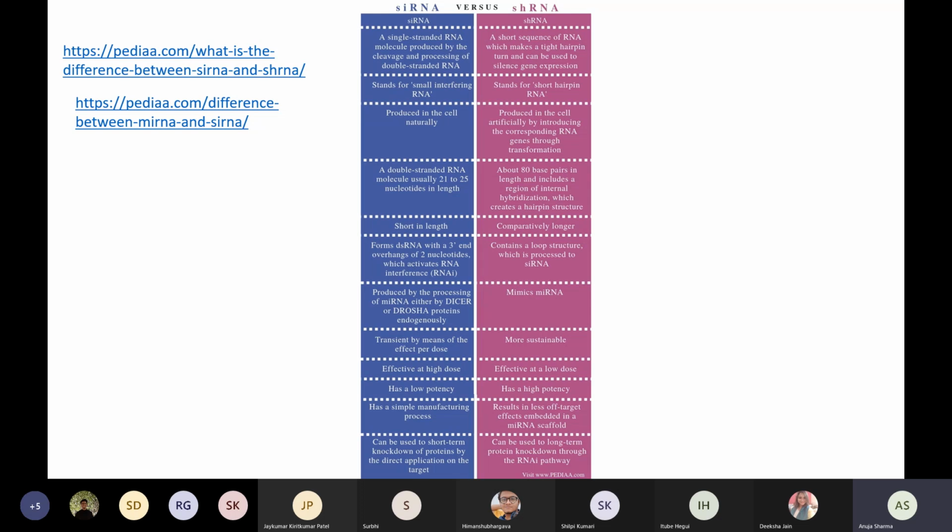But shRNA delivery is a little bit complicated, and the choice of vector you need to be very careful about. So in this particular slide, there are a few differences between siRNA and shRNA which you need to understand well.